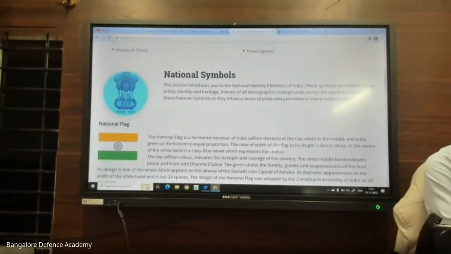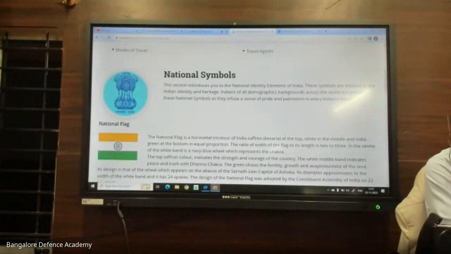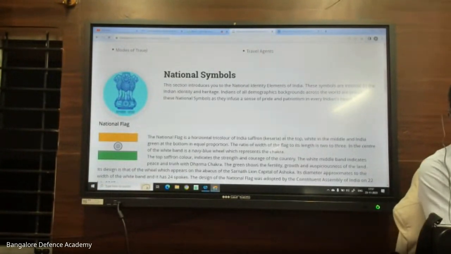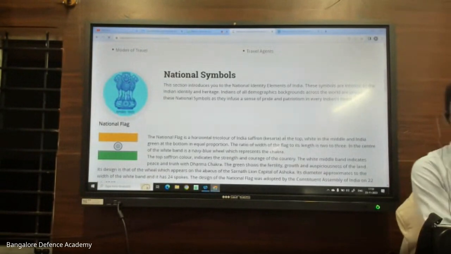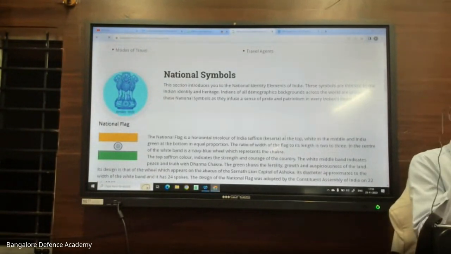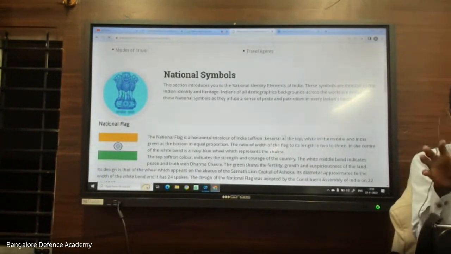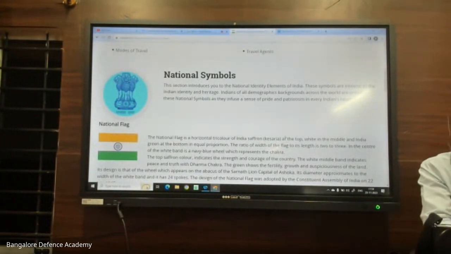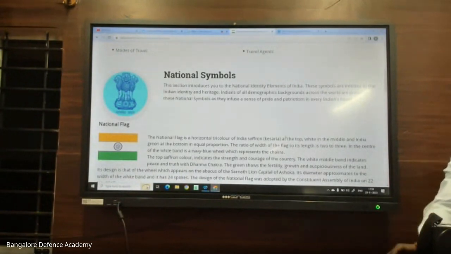Who designed the national flag? Pingali Venkayya. See, I am giving very little information, keeping in mind the small examinations which are going to come, like Sainik School, RMS, AFCAT. These are not really considered exams, just for namesake. The real exam is UPSC, the Union Public Service Commission, the worst nightmare for all students. There the question will be asked like this.